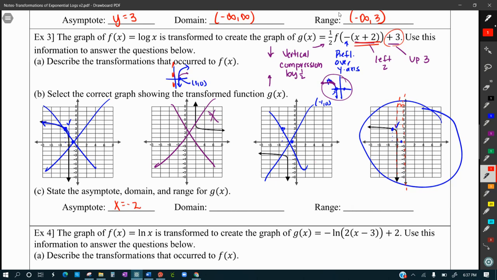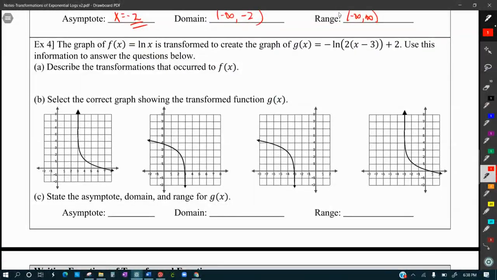So let's look at domain. My furthest left is going to be negative infinity forever. The furthest to the right I'm allowed to go is that boundary line at negative 2, with a parenthesis because I cannot actually include the boundary line itself. Range, the furthest bottom is negative infinity. Furthest up will also be positive infinity, just really, really slow, but it'll get up there eventually.